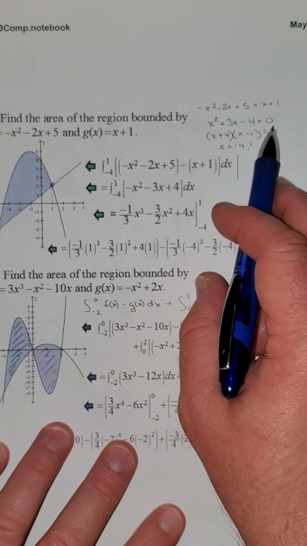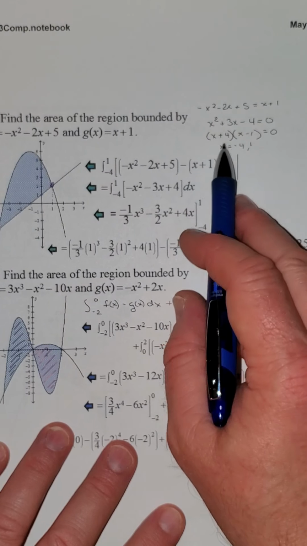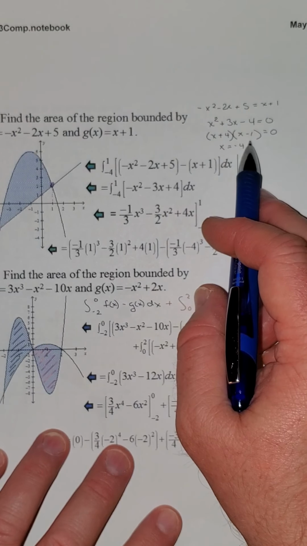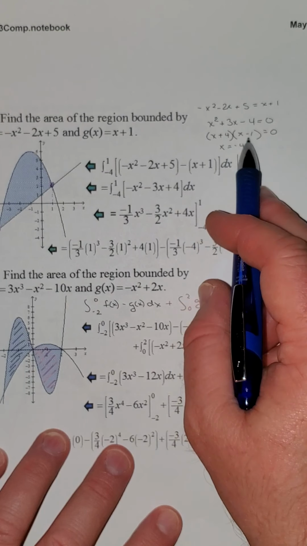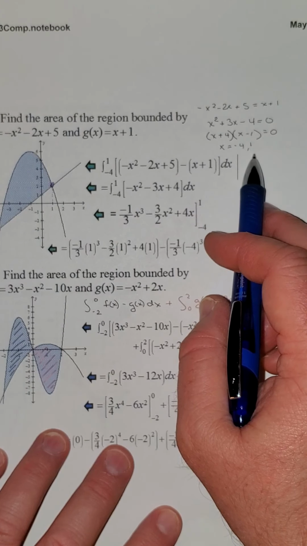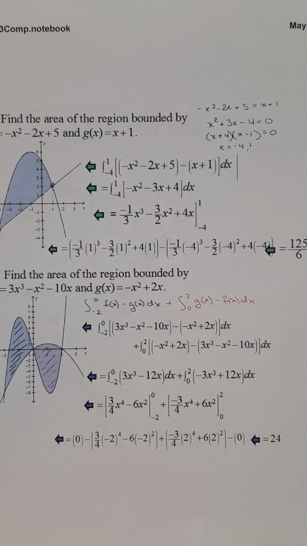Why do I want to set it equal to 0? This is a quadratic. I can factor it into x plus 4 times x minus 1. Set that equal to 0, I get -4. Set this equal to 0, I get 1. Those are my two boundaries for my integral.